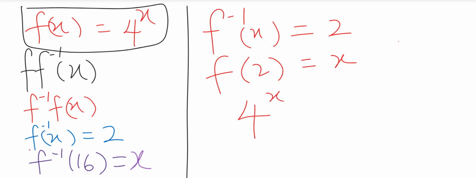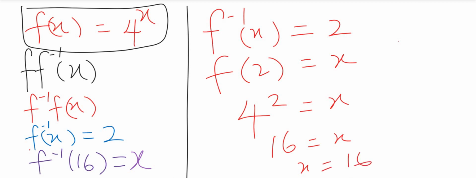The function is 4 to the power of x, get rid of x and substitute 2. That's the meaning. x is 16. x is equal to 16. Simple. This is also 1 mark in the exam. You don't need to stress yourself finding the inverse. Let's look at the last one.